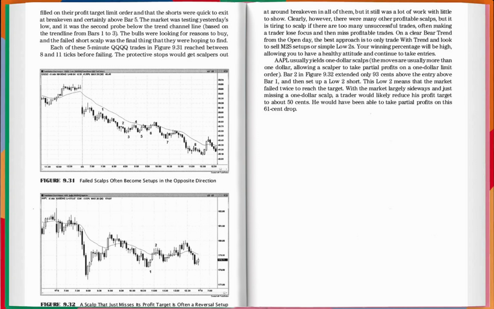Bar 2, in figure 9.32, extended only 93 cents above the entry above bar 1, and then set up a low 2 short. This low 2 means that the market failed twice to reach the target. With the market largely sideways and just missing a $1 scalp, a trader would likely reduce his profit target to about 50 cents. He would have been able to take partial profits on this 61-cent drop.